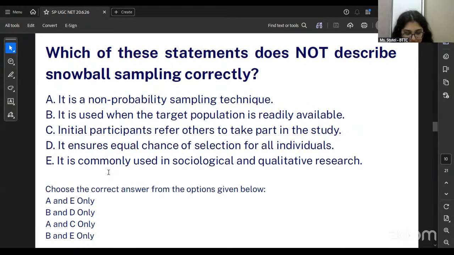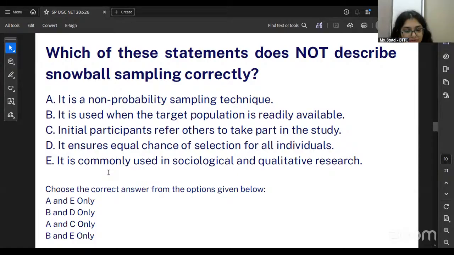Now, coming to this question, let's look at all the options first. So I did the same. I went through all the options. It is a non-probability sampling. I quickly read the options, and then I realized that when I look at snowball sampling, definitely you don't do it when the population is readily available.